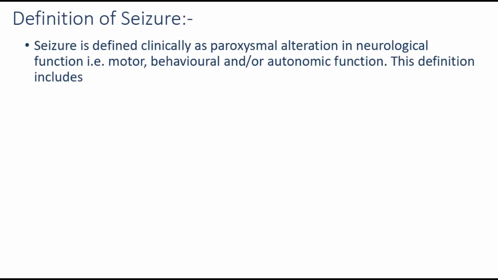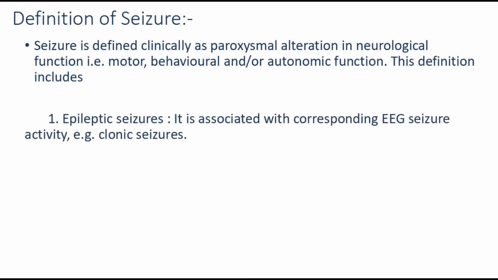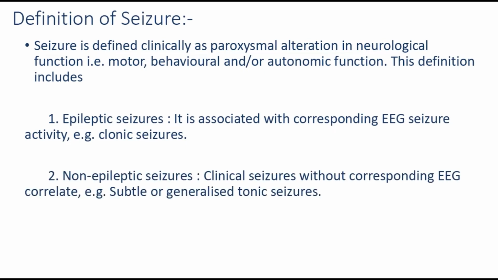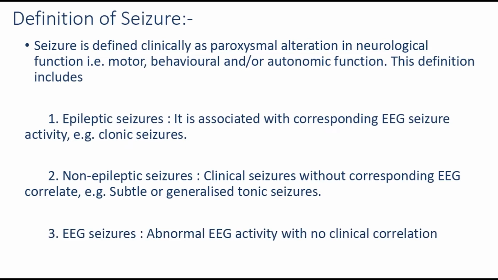Definition of seizure. Seizure is defined clinically as paroxysmal alteration in neurological function such as motor, behavioral and/or autonomic function. This definition includes epileptic seizures, which are associated with corresponding EEG seizure activities such as clonic seizures; non-epileptic seizures, clinical seizures without corresponding EEG correlation such as subtle or generalized tonic seizure; and EEG seizure, abnormal EEG activity with no clinical correlation.